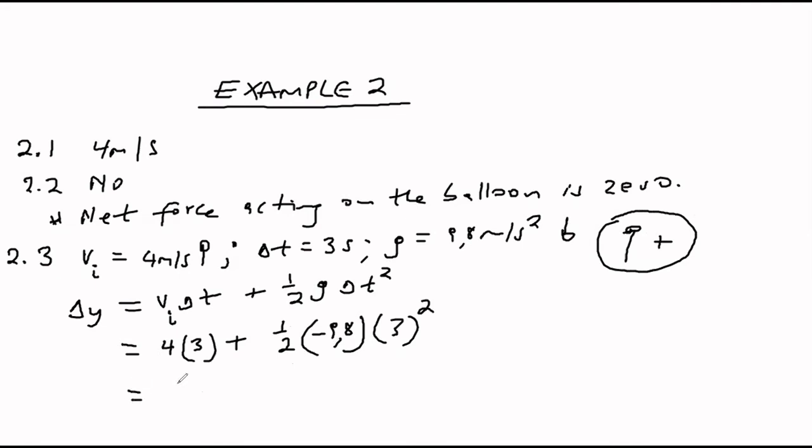Let's punch the calculator there. So the answer is negative 32.1 meters. So we can say therefore the height is equal to 32.1 meters above the ground. That is the height. Okay, the second question is calculate the velocity of the ball when it hits the ground.